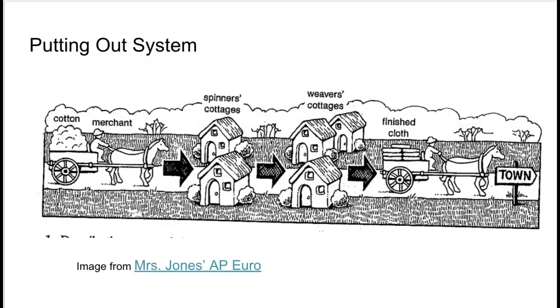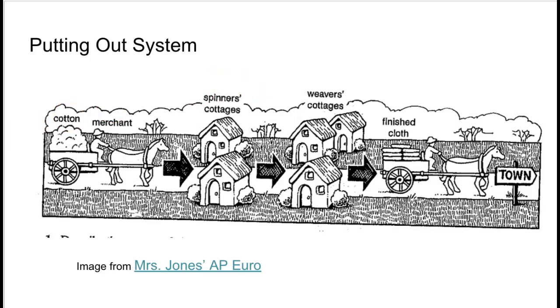Now, I mentioned a new system along with the cottage industry in the agricultural revolution is the putting out system. And it's sort of a cottage industry, but with a middleman. Right? So notice this grown cotton, right, comes via a merchant into peasant cottages, right? Spinners' cottages, weavers' cottages, right? And then the merchant goes and takes that finished cloth, sells it in town, and brings back some of the proceeds. And the spinners and the weavers would then get a percentage of the proceeds.